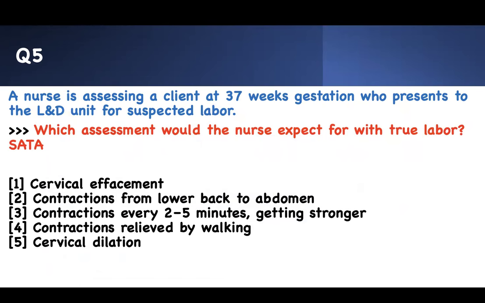And it's something I want you to take. There's a concept here. Which assessment would the nurse expect with true labor, right? Select all that apply. I could have put it in the box, but this is SATA. A nurse is assessing a client at 37 weeks who presents to the labor and delivery unit for suspected labor. What do you think? Effacement, contraction from your lower back to the abdomen, contraction occurring 2 to 5 minutes, getting stronger, and contraction is relieved by walking and cervical dilation.